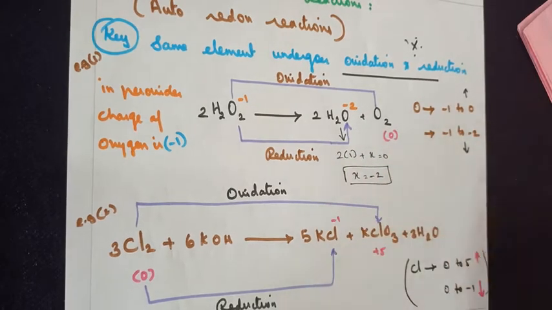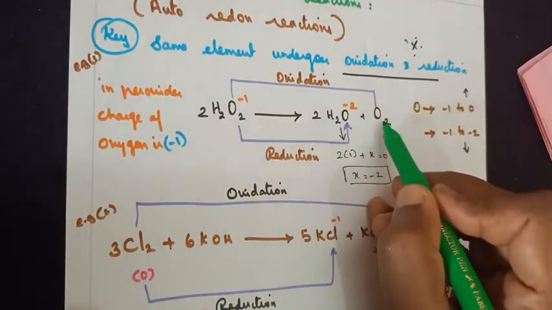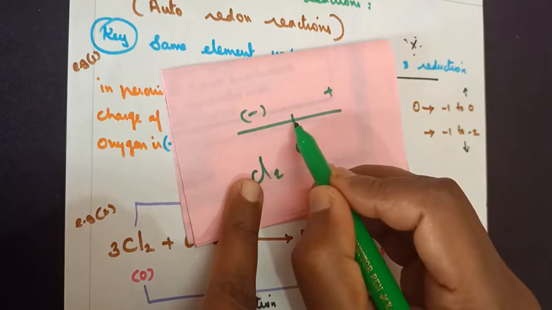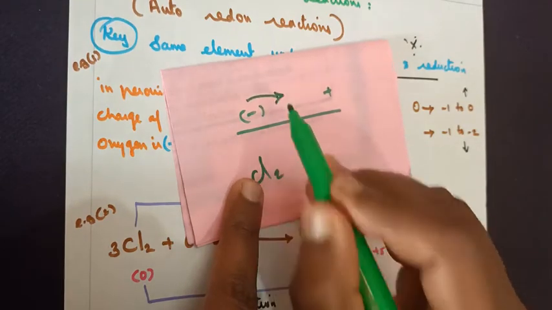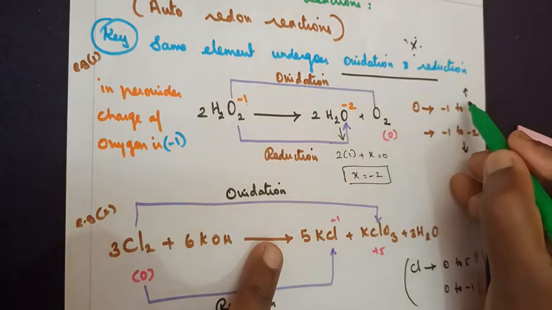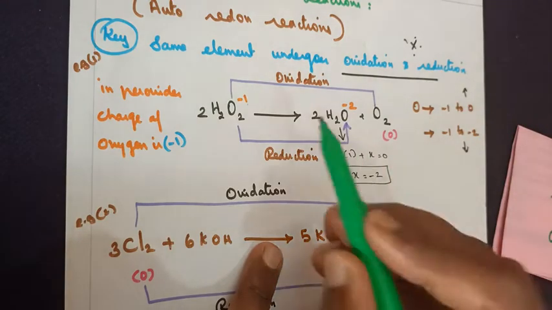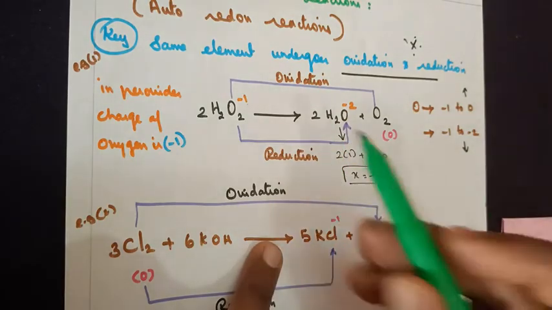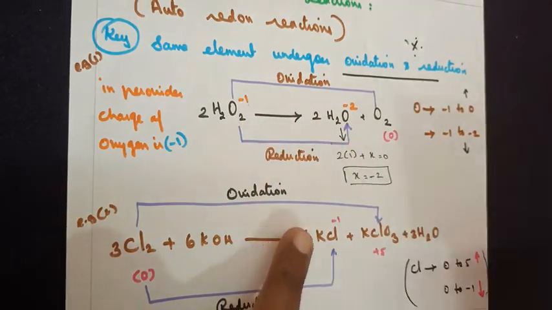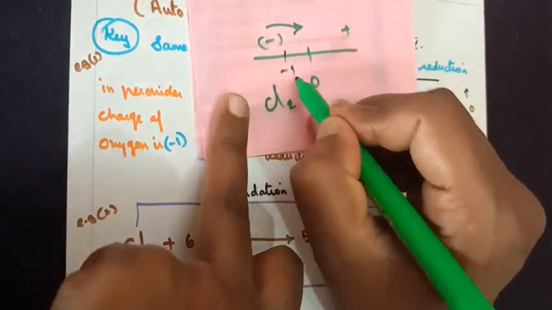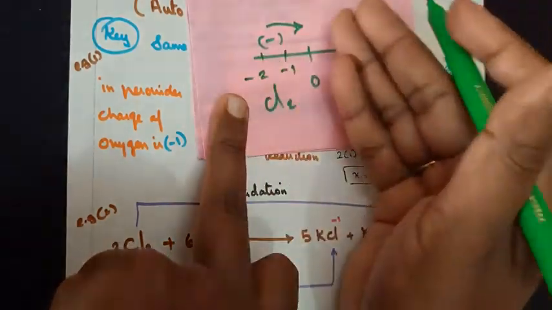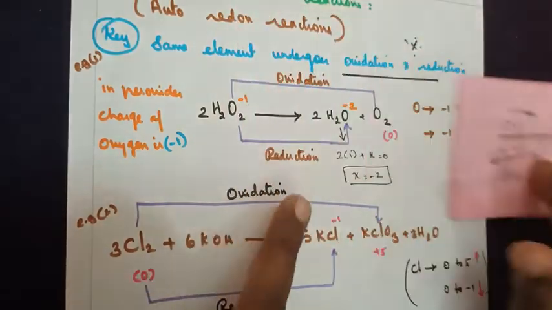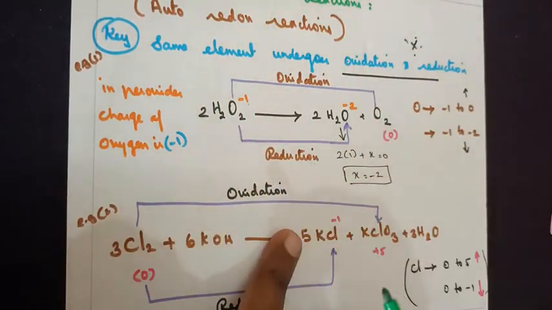So as usual, what do we know? From -1 to 0, when you move from the minus side towards 0, it's moving towards the right. Hence there is an increase in the oxidation number. So we can say oxygen is undergoing oxidation here. When you say from -1 to -2, we are moving towards the left. So the number is decreasing. A decrease in number stands for reduction here.